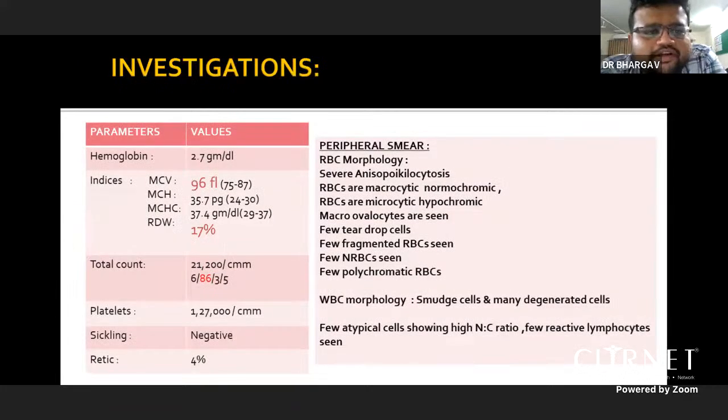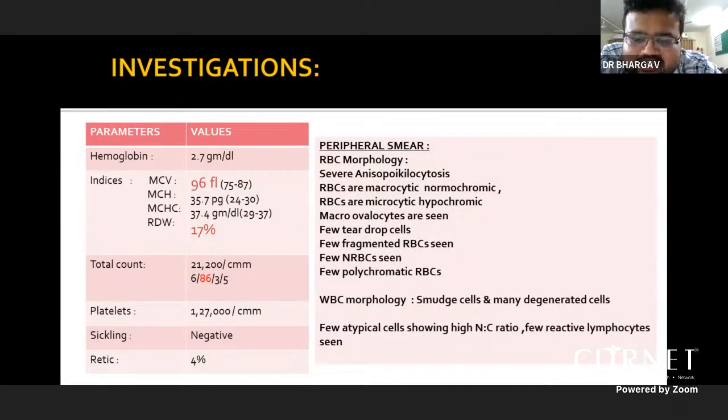Yes. On investigating, the hemoglobin was 2.7 gram per deciliter. The indices were MCV 96 femtoliter, MCH 35.7 picogram and MCHC 37.4 gram per deciliter. The RDW was 17%. The child had a total count of 21,200 with 86% lymphocytic predominance, and platelets were 1,27,000 per cubic millimeter. On peripheral smear, RBC morphology showed severe anisopoikilocytosis, with macrocytic normochromic RBCs, macro-ovalocytes, and some microcytic hypochromic RBCs. Few teardrop cells, few fragmented RBCs, few NRBCs, and few polychromatic RBCs were also seen.